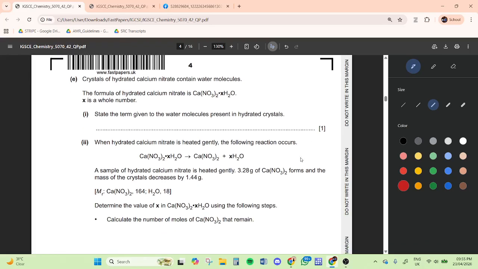Crystals of hydrated calcium nitrate contain water molecules. The formula of hydrated calcium nitrate is calcium nitrate 2.xH2O. X is a whole number. State the term given to water molecules present in hydrated crystals. So I'm going to use a different color for this. Because we're talking about water, it's going to be the water of crystallization. And there we go. That's 1 easy mark there.